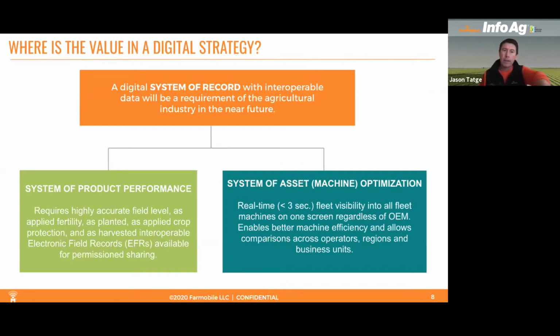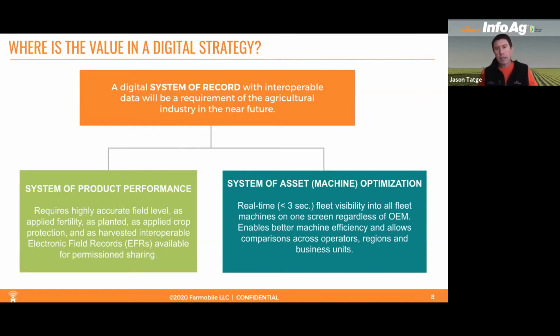And so on the left-hand side there, we say that we're a system of product performance for a lot of our customers when we can combine farmers and ag retailers and really marry up all of this data for them in a very simple way. But then on the right-hand side, we're also a system of asset optimization, or machine performance, where an ag retailer can see all of their machines running around, no matter what brand they are, in almost real time with about a 3-second delay. And they can start to make sure that they're optimizing the use of that machine.